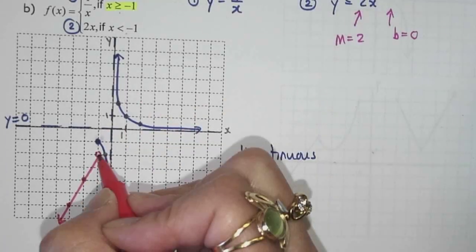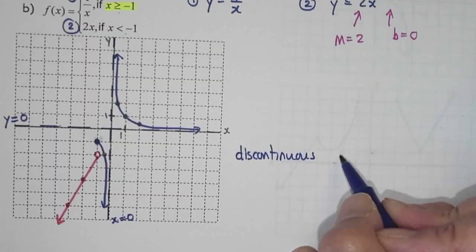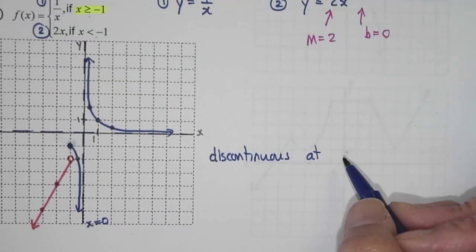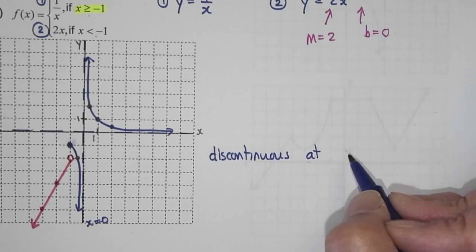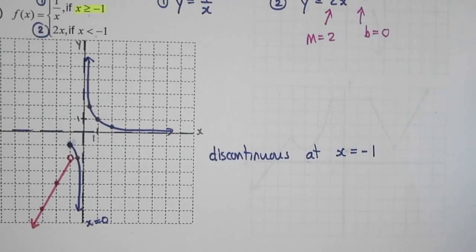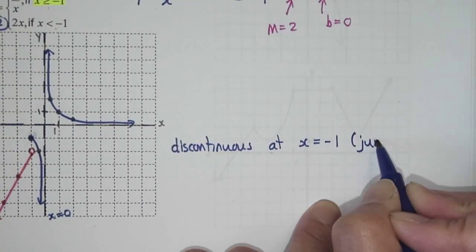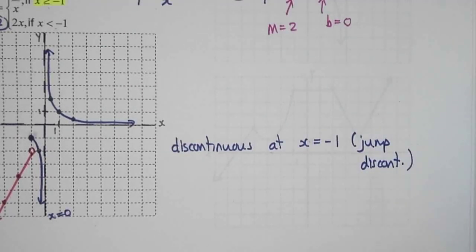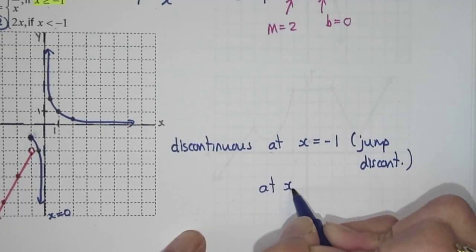Okay, so it's discontinuous at... Answer the question. Discontinuous where? Yeah. x equals -1. And why? What type is it? Yep, so it's a jump discontinuity. And? Yes, an infinite. And at x equals 0.